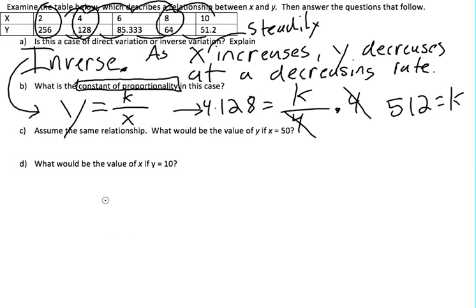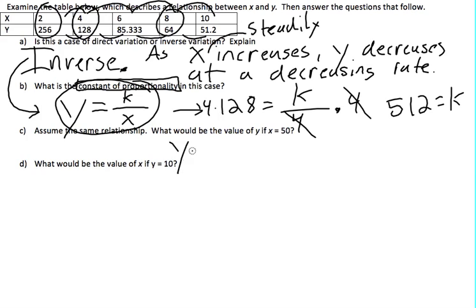So here's the deal. Once we know it's inverse, we know it has this type of equation. That's a key step. If it has this type of equation, and you plug in a number here and a number here for y and x, that'll give you your k, that'll give you your constant of proportionality. C says assume the same relationship. What would be the value of y if x equals 50? Now I know that you could probably look at the table and figure out a pattern and try to figure out how to move over to x equals 50. But really we should be using this equation to solve.